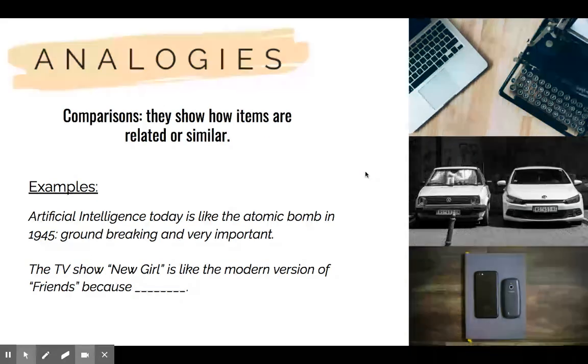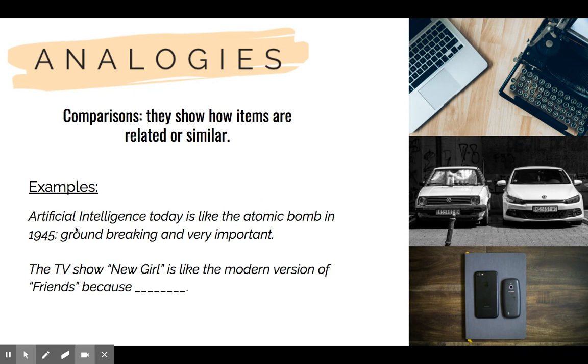And then lastly, we have analogies. So these would be comparisons. You could absolutely think about these and even look for similes and metaphors, what we studied in our poetry unit. Similes and metaphors are comparing two things, and it's showing just how related or similar or maybe different they are.